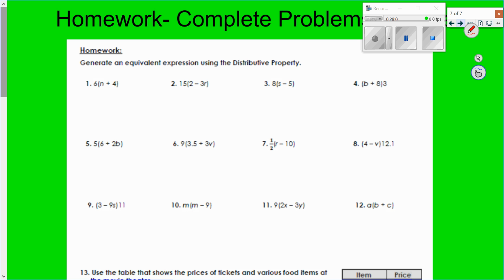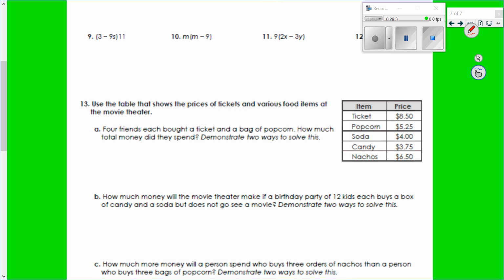Couple quick notes. Again, don't be thrown off if I put it at the end. It's the same thing. Make sure you follow the order on the inside of the parentheses. Do not get thrown off by fractions or decimals. You know how to do that. Do your arrows. It's 1/2 of R, 1/2 of 10. 12.1 times 4, 12.1 times Z. Very easy. On the bottom, we got some word problems.